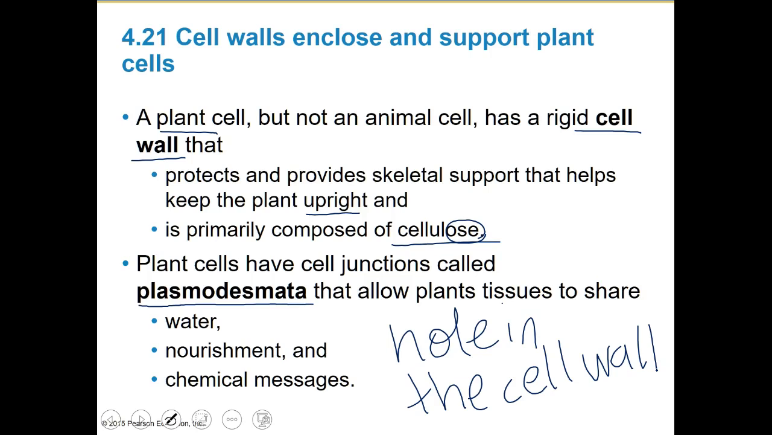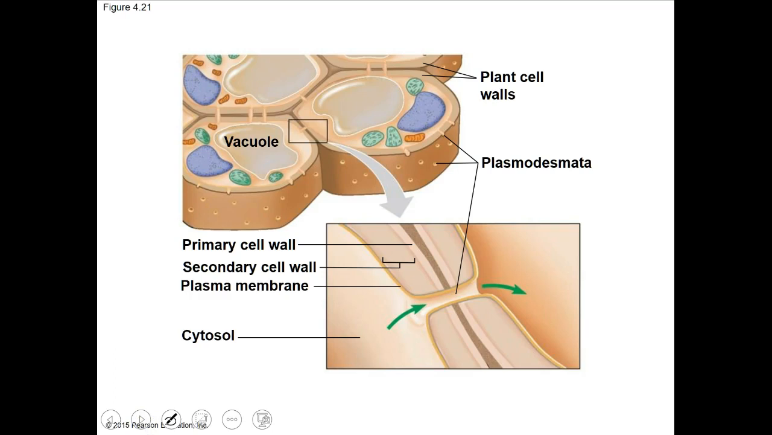So through it, they'll get water and nourishment and chemical messages. All right, so you can see that there, it would be sort of a gap, as it were, but because we have the cell wall here, it also needs a break in the cell wall so we can get things through it. Okay? So just the holes in the cell wall are called plasmodesmata.